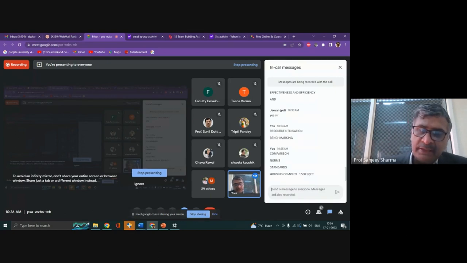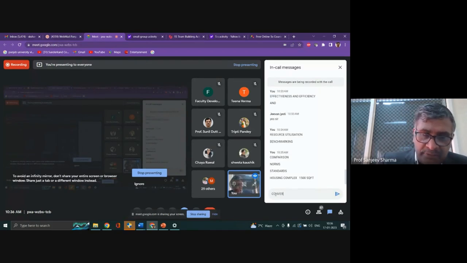So humne kya kiya? Ek construction ka project, dusre construction project ke saath compare kar liya. Such type of comparison is known as convergent benchmarking. Convergent, similar. Convergent benchmarking.